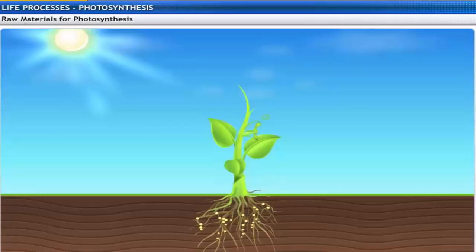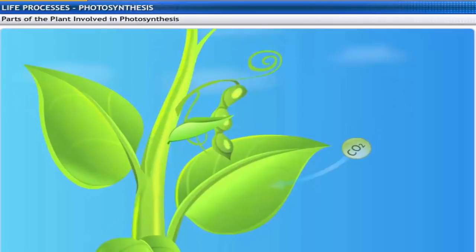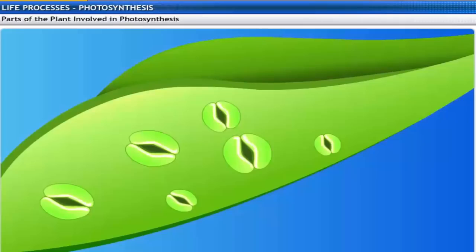Let's look at the basic raw materials needed to perform photosynthesis. Sunlight acts as a source of energy. Carbon dioxide is obtained from the atmosphere. Water is absorbed from the soil by the roots of plants. Leaves have tiny pores on their surface called stomata. Stomata let in the carbon dioxide from the atmosphere.